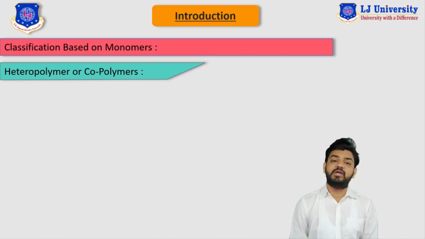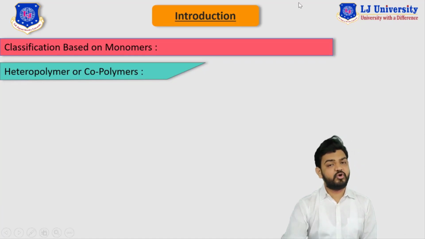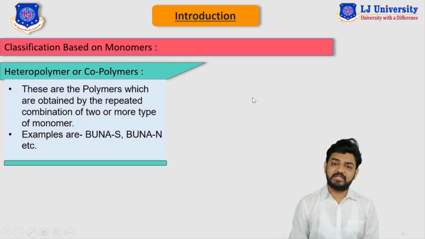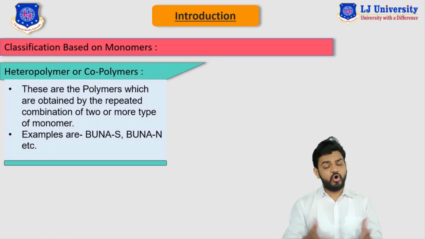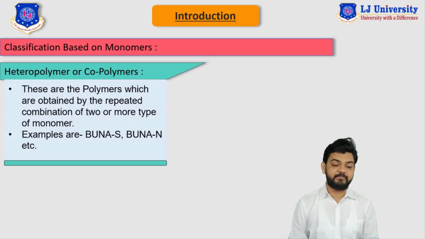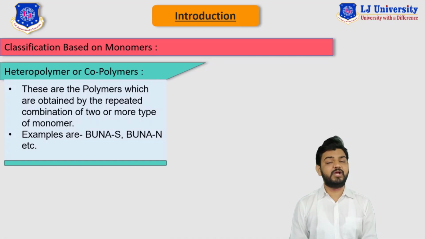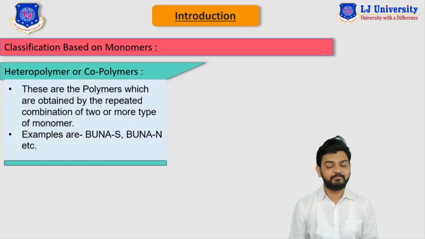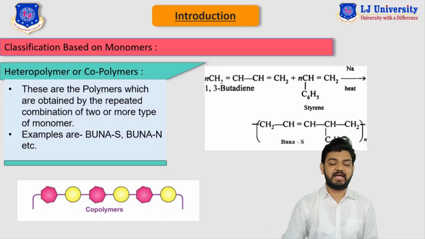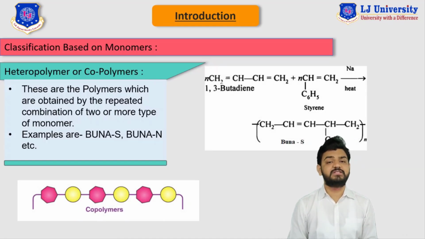These are the copolymers or heteropolymers. As the name suggests, these are polymers that are joined with two or more than two monomers. These are the polymers obtained by repeating combination of two or more types of monomers. Their examples are Buna S and Buna N. Here in this image, you can see the typical structure of this copolymer or heteropolymer.